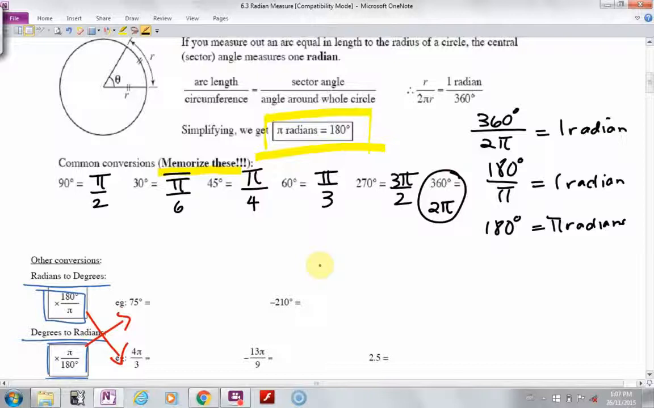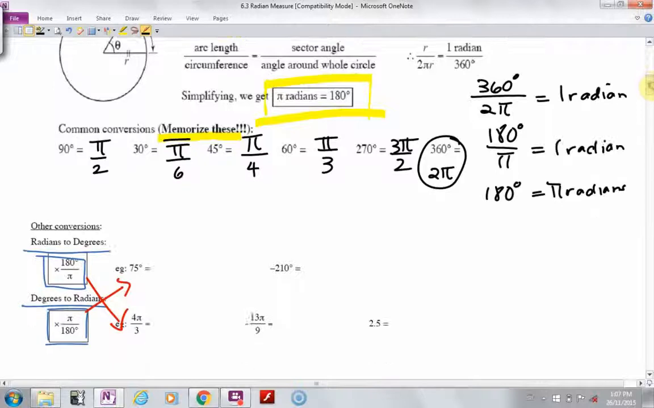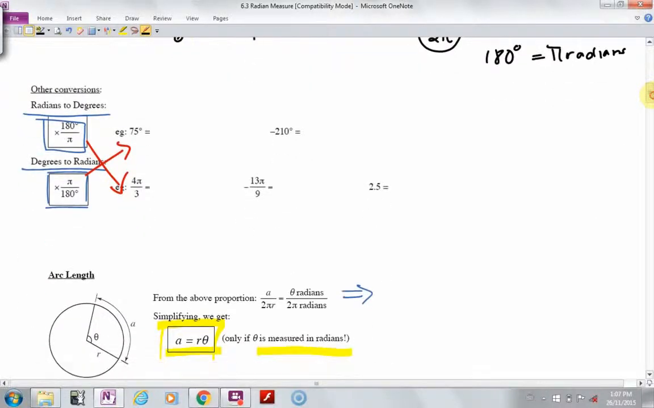Okay? Okay, so those ones you should start memorizing, because we'll use them all the time. Notice that they're your special angles, 30, 45, and 60, but also 90 and 270 and 360 are important to us because they're the axes on the coordinate plane. So we need to convert from radians to degrees and from degrees to radians.